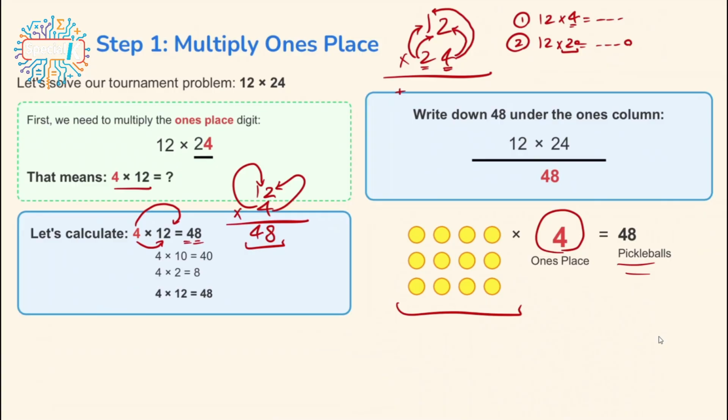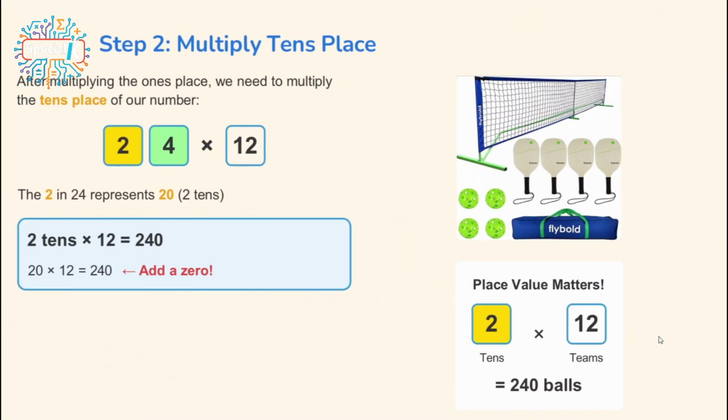So again, remember, it's not done. For the next step, I have to continue the multiplication. This time, we need to multiply the tens place of our number. It means that we are done with number 4. Number 4 is done, but right now we have to focus on number 2. Remember, number 2 is not in the units. Write down that number 2 is actually representing 20, which is going to be 20 multiplied by 12.